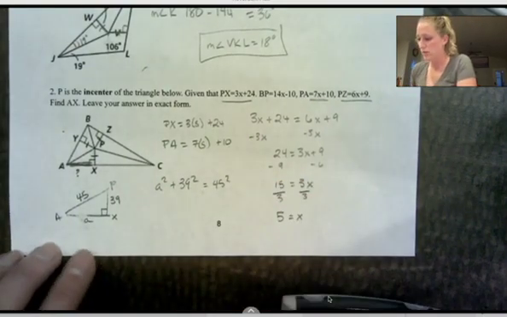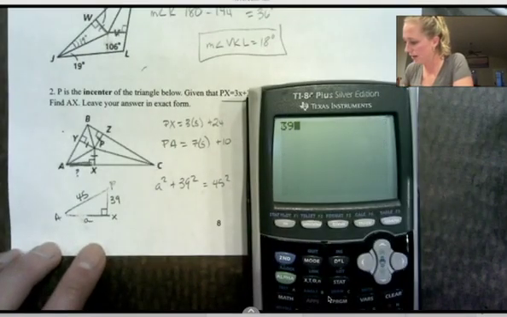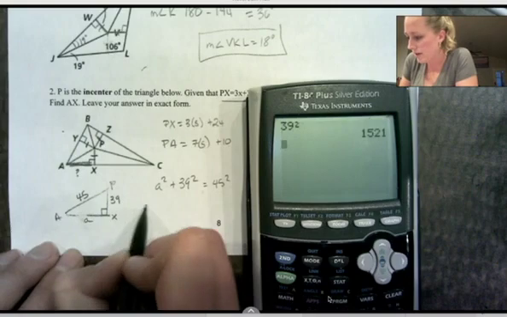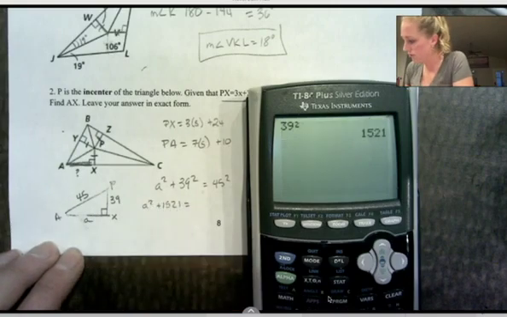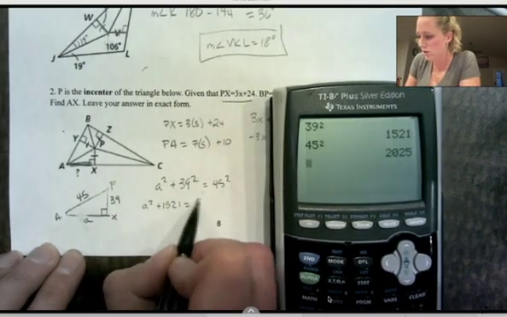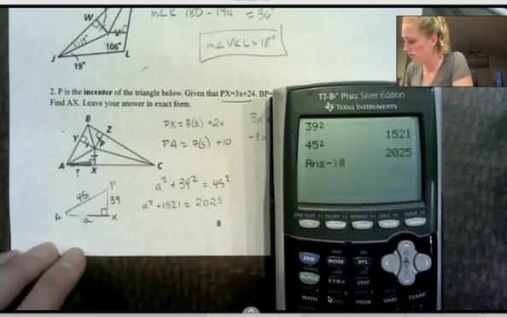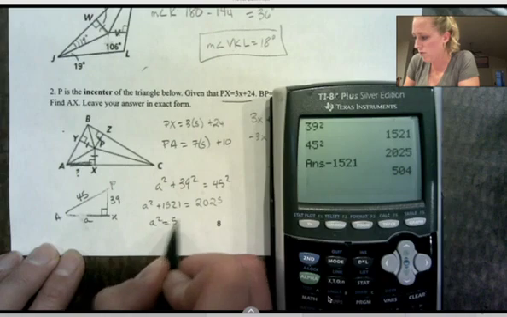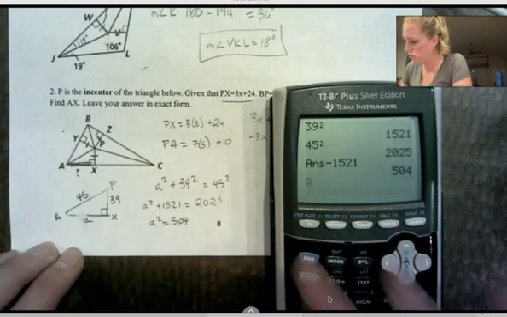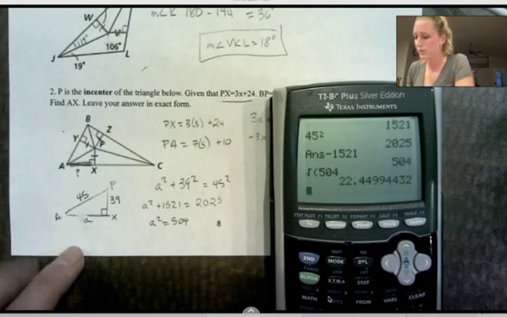Okay, so I'm going to use my calculator here now. So I have 39 squared. So I have a squared plus 1521 equals 45 squared, 2025. Subtract the 1521 from both sides. So I have a squared equals 504. I don't think that's a perfect square, but I'm going to check. Nope, not a perfect square.